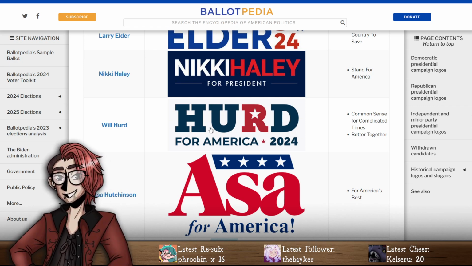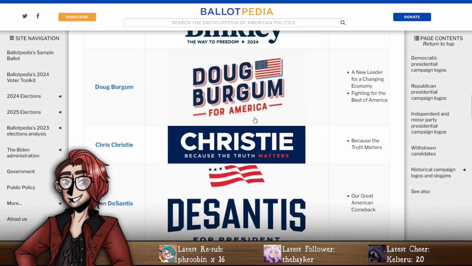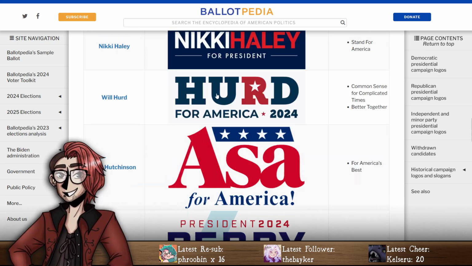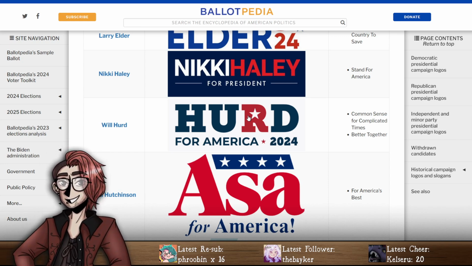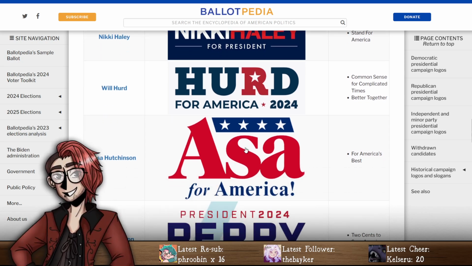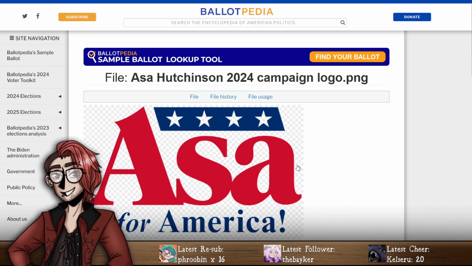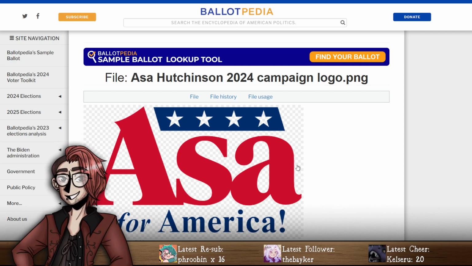It's got some personality, and it's not using the red and blue like all of these logos are using, the same 4 shades. This is using a very muted red and blue, which, despite the fact that it's muted, makes it stick out among the crowd of everybody else. I quite like this. Asa Hutchinson, another person I'm learning about right now this second, and I'm sure you are too. Asa for America.